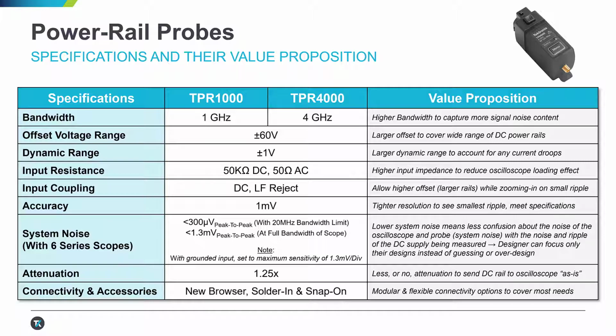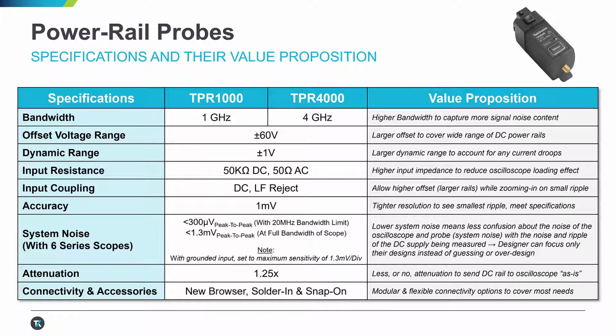And those include, first, the dynamic range, which is plus or minus 1 volt. That's usually sufficient for, again, making those very precise ripple and ripple on ripple measurements. And the offset range of plus or minus 60 volts is really critical here, especially in what we'll show in our next demonstration, which is that it allows you to use the power rail probe in DC coupling with a fair amount of offset to measure all the way up to those, for example, 48 volt power rails that you might see in a data center.